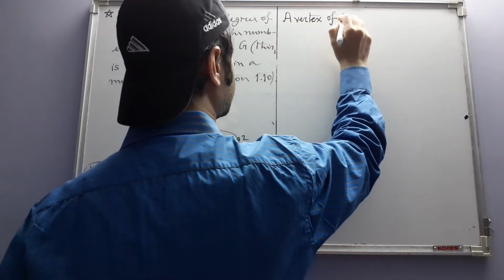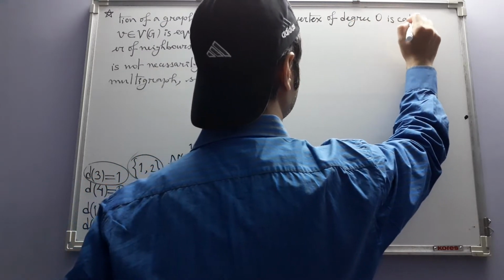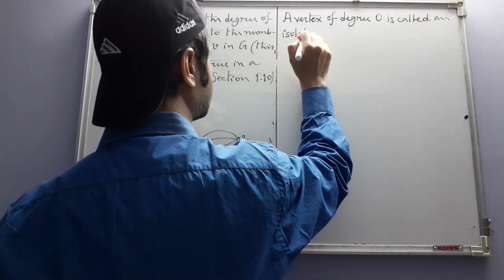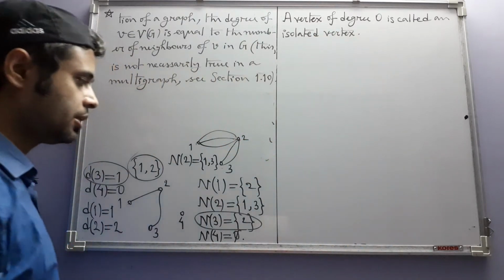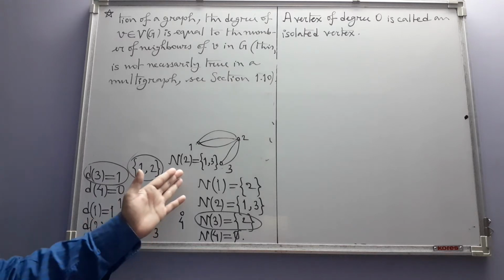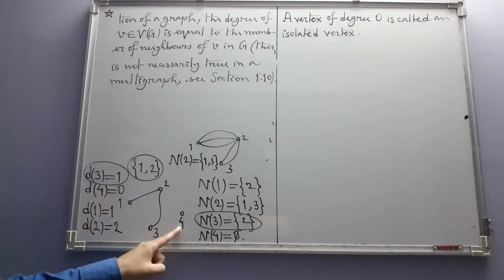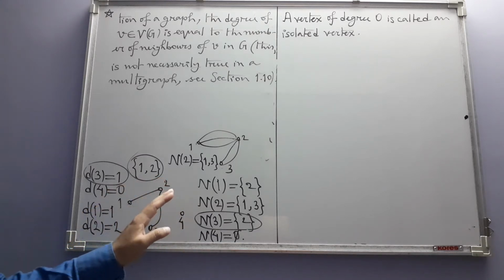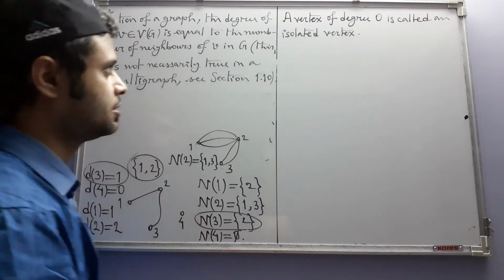A vertex of degree 0 is called an isolated vertex. One good thing about graph theory is that most of the terminology and most of the names are very natural. An isolated vertex, here for example 4 is an isolated vertex, its degree is 0. It's isolated in the sense that it's not related to, or technically speaking not adjacent to any of the remaining vertices, it's sitting alone, that's why it's isolated.